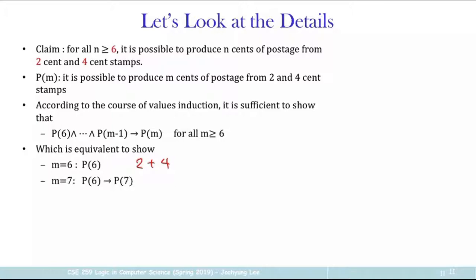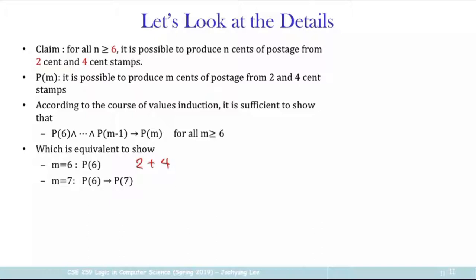M equals 7. Now, if you look at n equals m, there's an interesting thing going on. The statement here is instantiated this way. How many induction hypotheses do you have? One. This is the induction hypothesis. This is the conclusion that you want to draw. And this time, you can use the induction hypothesis for P of 6, which means in English, it is possible to produce 6-cent postage using 2-cent and 4-cent stamps. From this, can you create 7-cent postage? Knowing that you can create 6-cent postage, does that help you to show that 7-cent postage can be made?